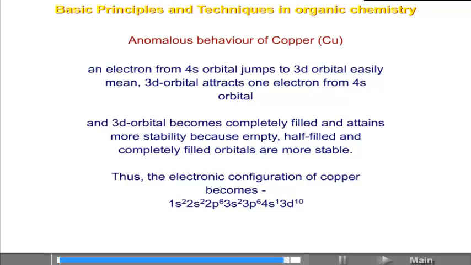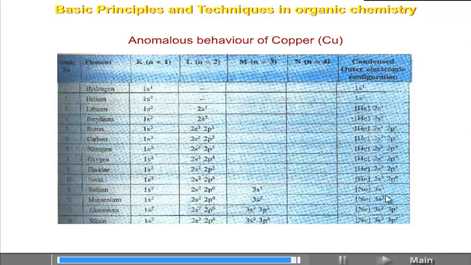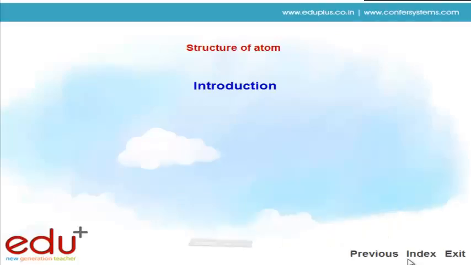Thus, the electronic configuration of copper becomes 1s2, 2s2, 2p6, 3s2, 3p6, 4s1, 3d10. Now please observe the electronic configurations of the first 30 elements.